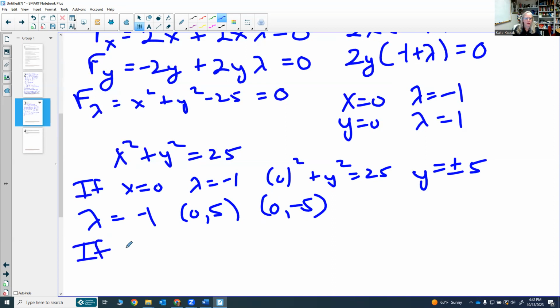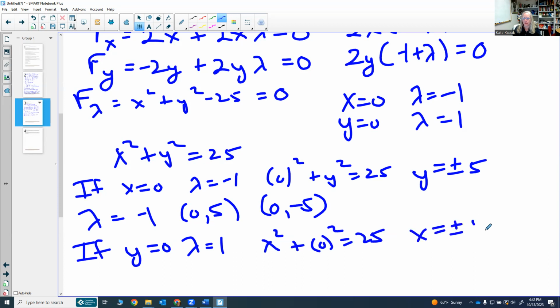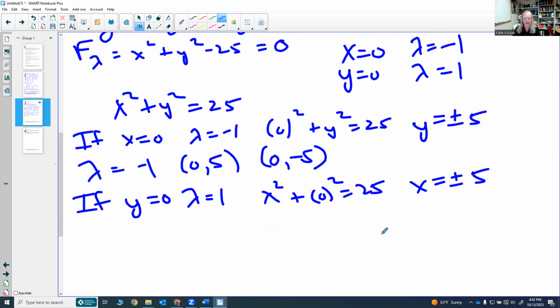If y equals 0, then lambda equals 1. And the last equation becomes x squared plus 0 squared is equal to 25. So x is equal to plus or minus 5. And the critical points for lambda equals 1 are (5, 0) and (negative 5, 0).